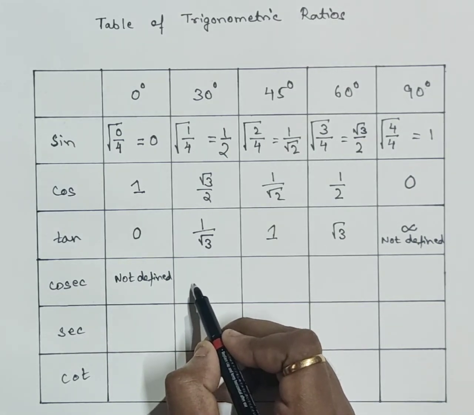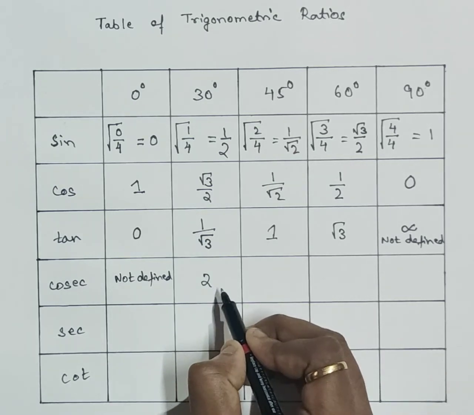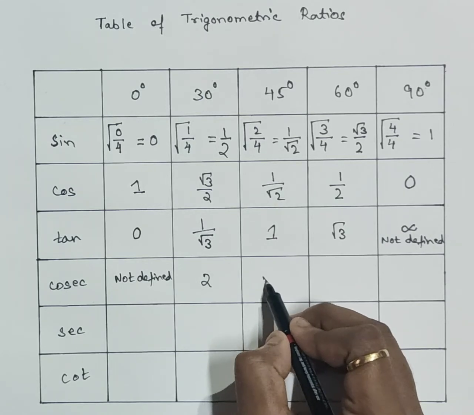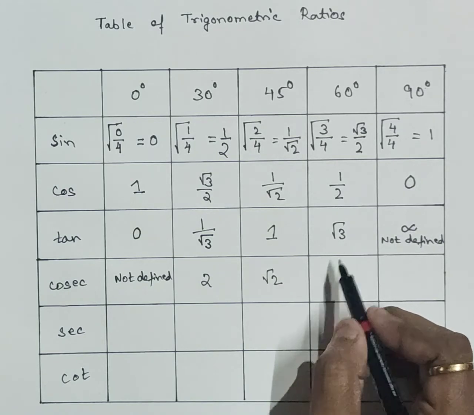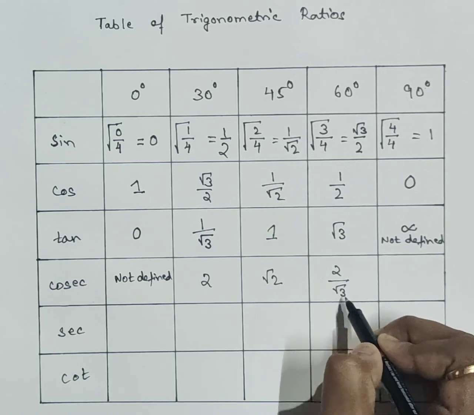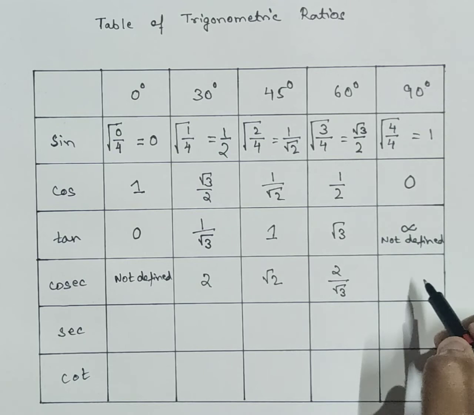Cosec 30 degree will be the reciprocal of sine 30 degree, that is only 2. Cosec 45 will be the reciprocal of sine 45, that is root 2. Cosec 60 degree will be the reciprocal of sine 60 degree, that is 2 by root 3. Cosec 90 degree will be the reciprocal of sine 90 degree, that is 1.